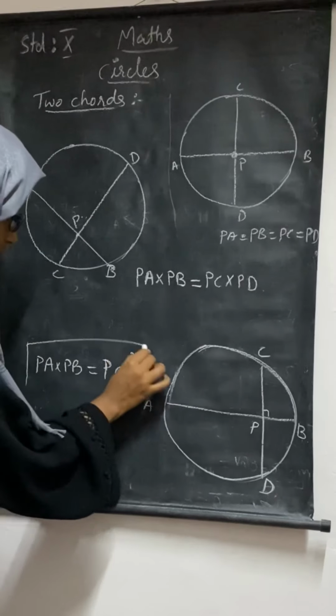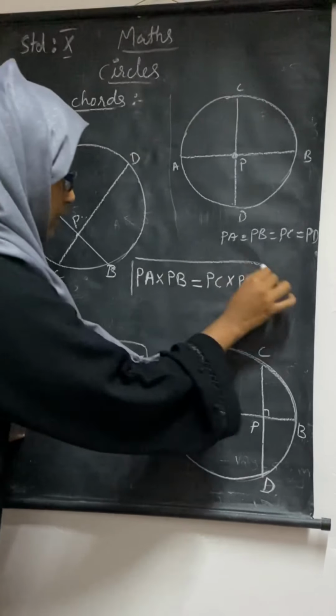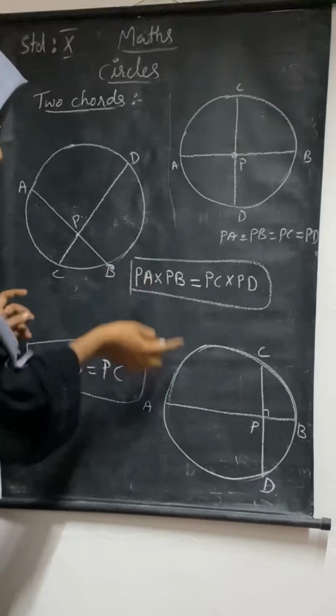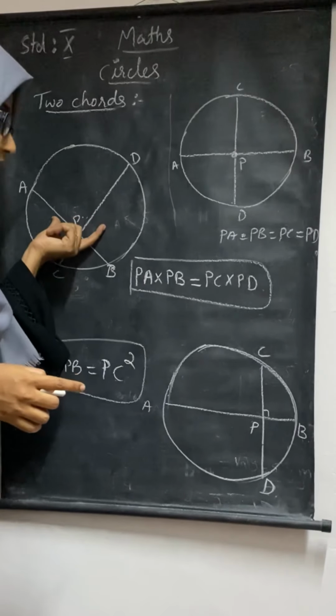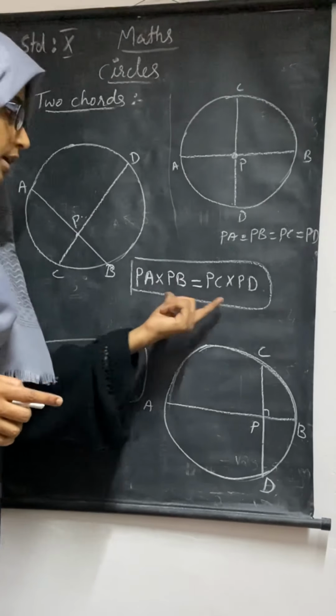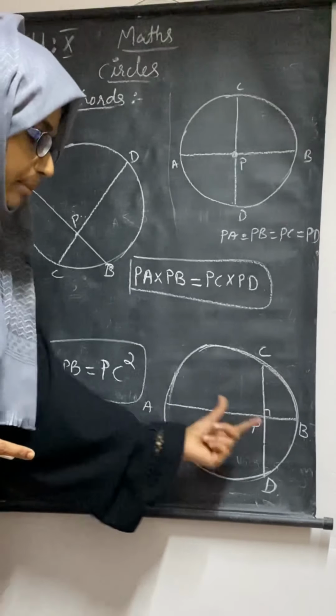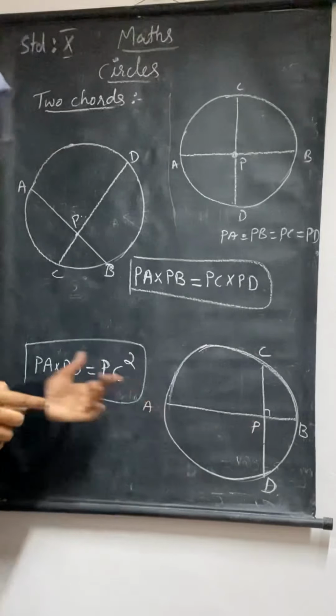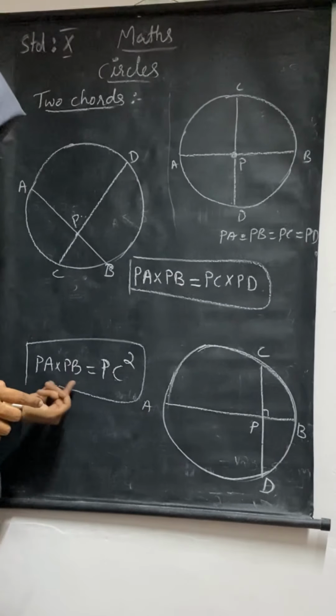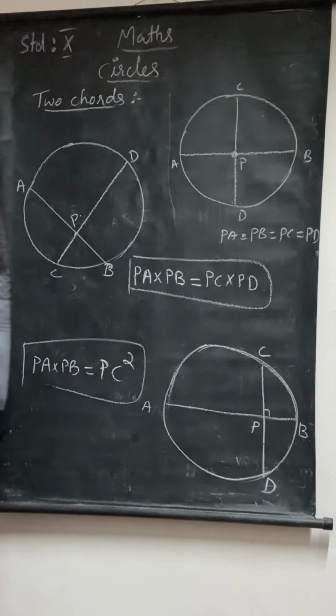So this is the equation that comes for this diagram. Whenever the diagram you have this way, you have to remember this equation. For the earlier figure, PA into PB is equal to PC into PD. Whenever the diagram you have this way, one diameter and another perpendicular chord, you have to use this one: PA into PB is equal to PC square.